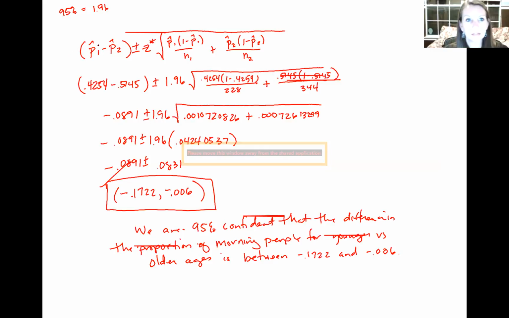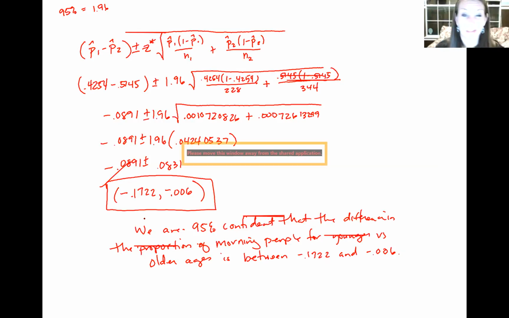All right, and again, it didn't really matter which one I called p hat 1 and p hat 2. The way that I did it here with the younger people being p hat 1, I got negative numbers. That just means that there was somewhere between 17 and 0.6% fewer morning people in the younger age group. If I would have flip-flopped those, I would have gotten positive numbers, and that just means that there would be somewhere between 0.6 and 17% more morning people in the older group. So it's just two ways of saying the exact same thing. So it's all good. All right, finally made it through that problem.